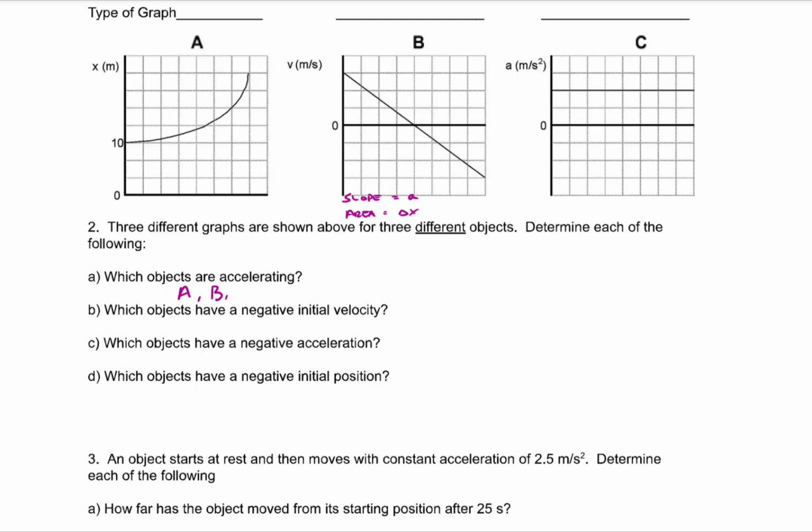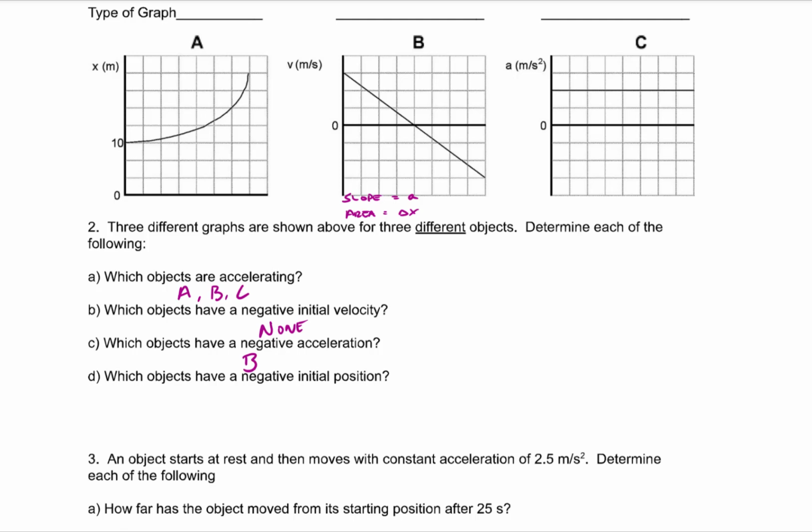Which objects have negative initial velocity? Well, the slope of graph A, because it's a position versus time graph, is velocity. That starts off with a slope of 0. For object B, the initial velocity is positive, and we don't know the initial velocity for object C. So none of those have a negative initial velocity.